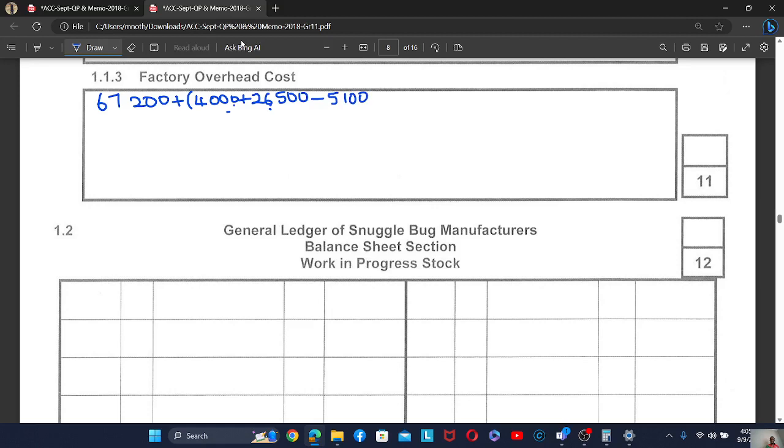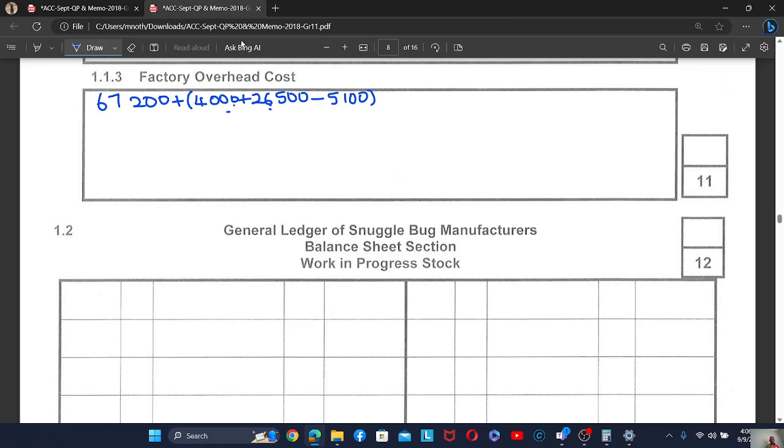Are you still there? Yes, I'm here. So by subtracting these 5,100, we are left with the used indirect material: 25,400. I'm just showing the workings here because sometimes you will come with a short answer, but maybe they will need the workings. You never know. So that is why I'm showing this.